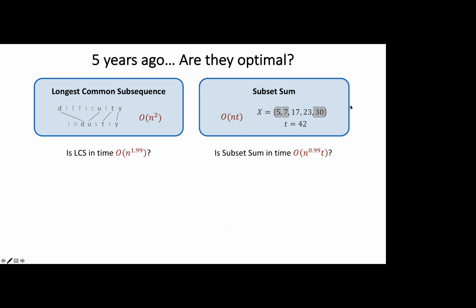So whether longest common subsequence is in time n^1.99, or subset sum is in, say, time n^0.99 times T, that was pretty much open. And we didn't even have an explanation of why we cannot find a faster algorithm.